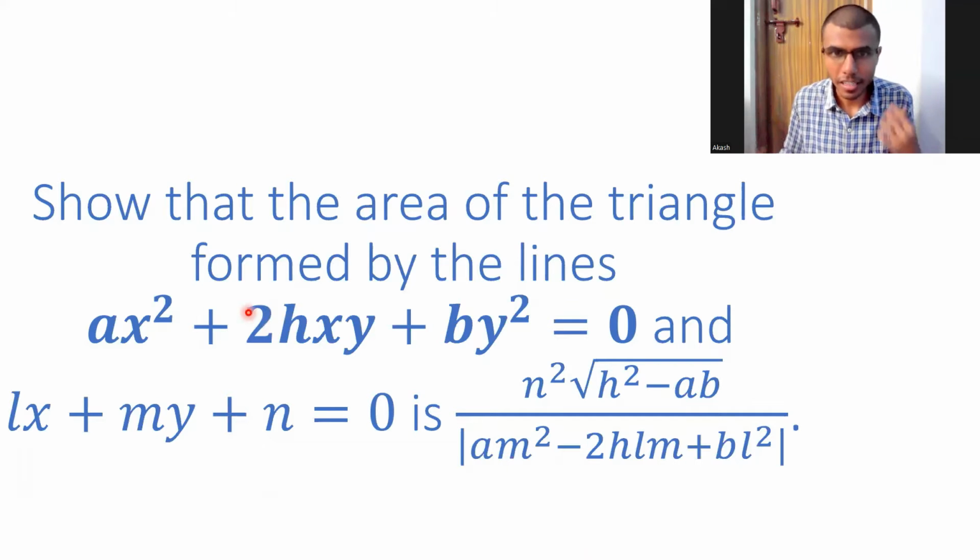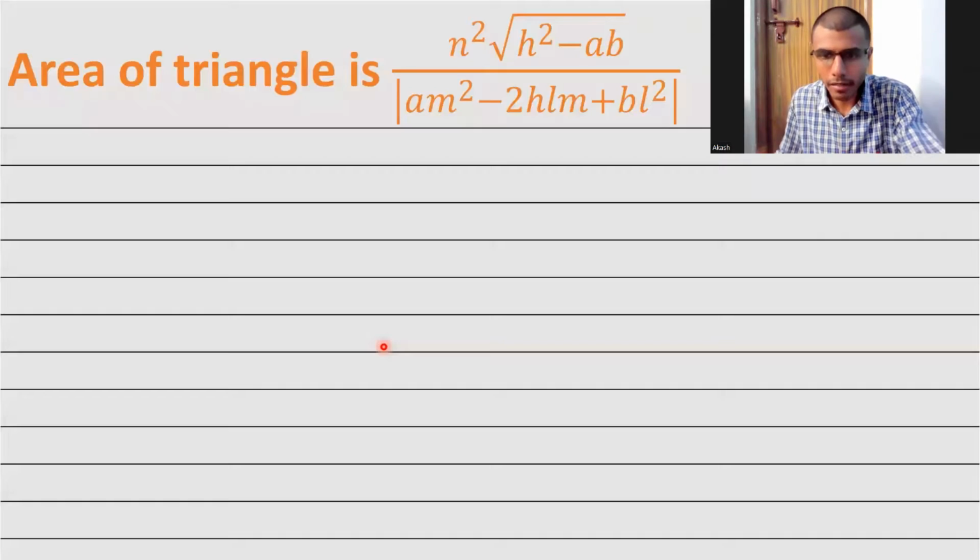Hello learners, here we are given this equation of the pair of straight lines as ax square plus 2hxy plus by square is equal to 0, and we are also given another line lx plus my plus n equal to 0, and we need to show that the area of the triangle formed by these three lines is this. So how I'm going to do is the standard way.